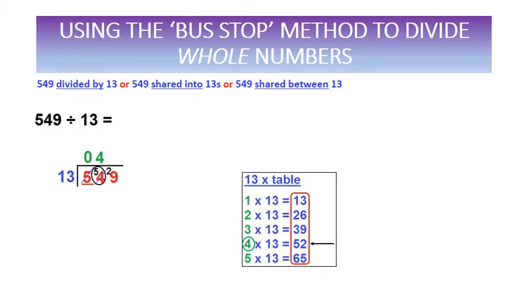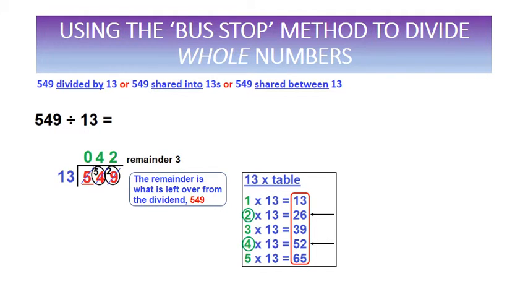Cross that off, pass the 2 across, and read that as 29. How many 13s make 29? Again, we can't do that. Closest we can get is 26, and that's 2 lots of 13, so we write 2 above. So just as before, we needed to make 29, we only made 26, so this time we've got a remainder of 3. And as before, that's what's left over from the dividend, in this case the 549.